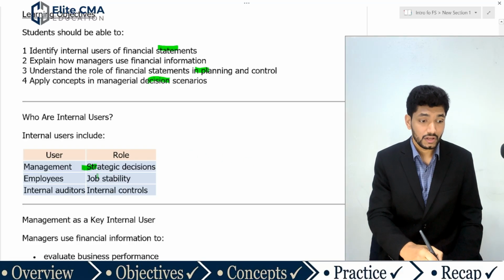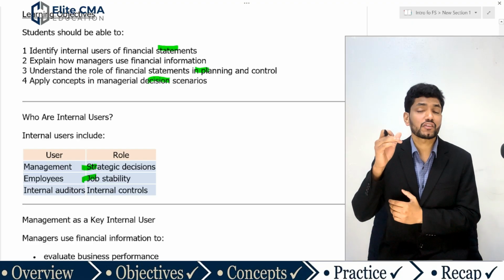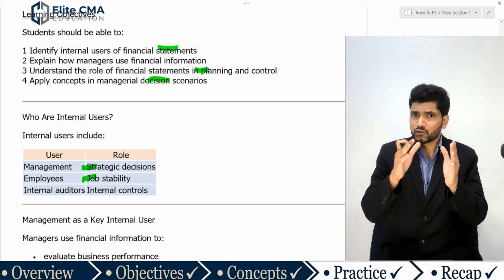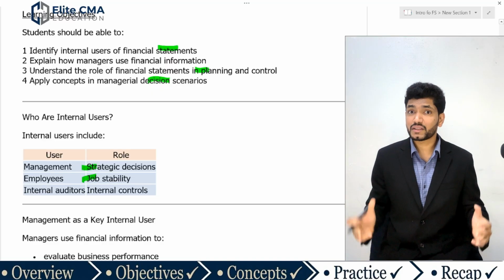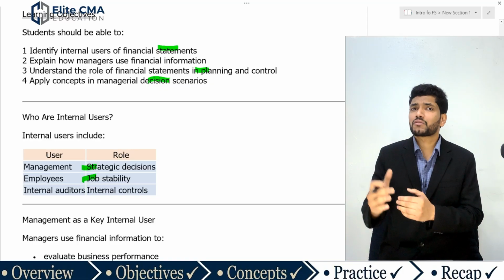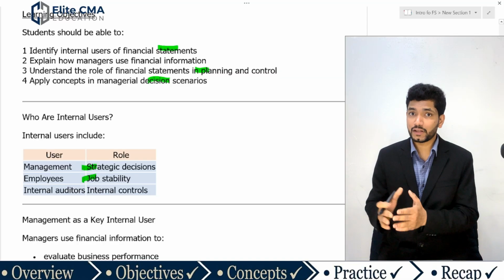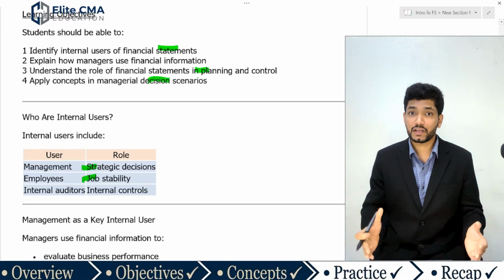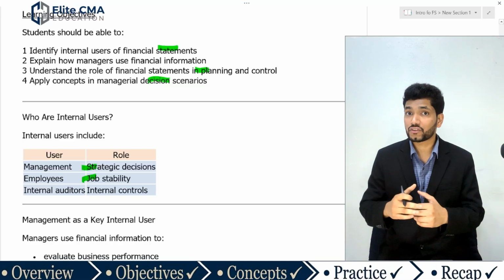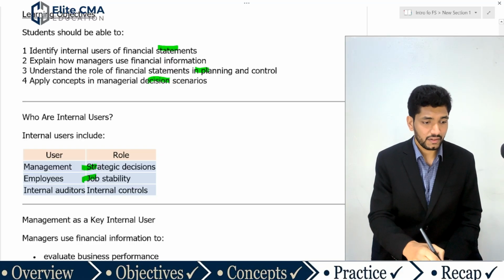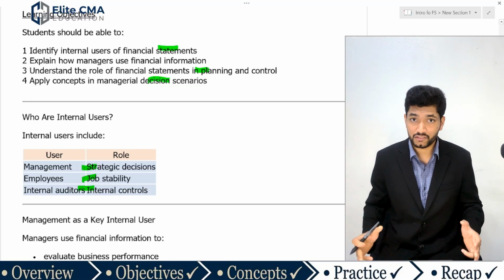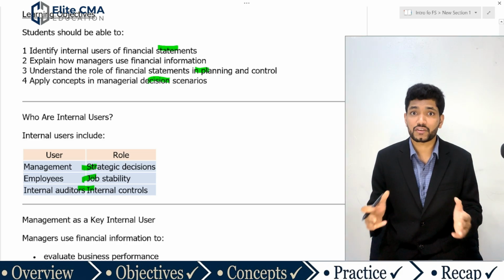Then the employees. If I'm an employee, what I'm looking for is my job security, my salary, my bonus, my packages. From a business point of view, all these things are well connected with the company's profitability and company performance. So employees are interested in the company's performance and financial record to evaluate whether their job is secure, and what salary, package or bonus they can expect from the company. Then the internal auditors. Internal auditors want to ensure that proper internal controls are in place. So they are also interested in the various financial statements and reports.